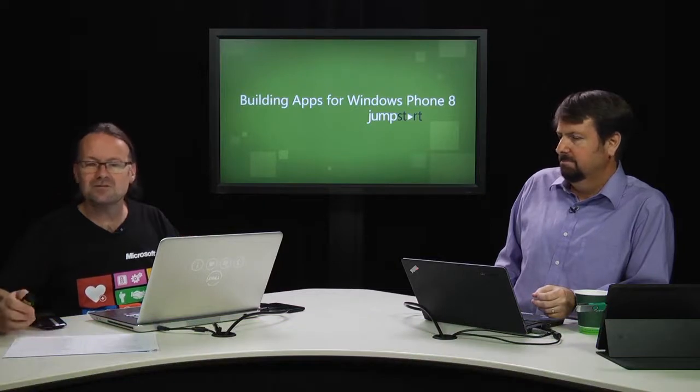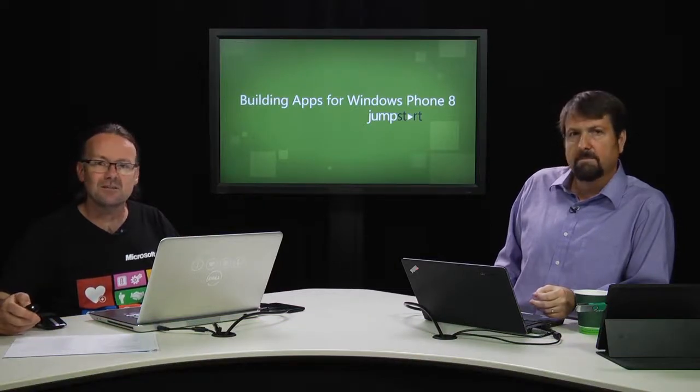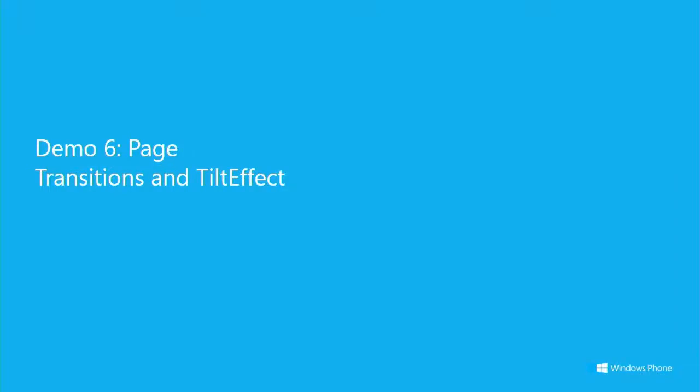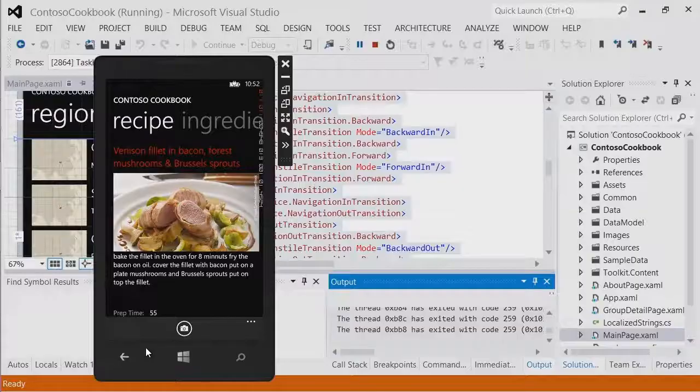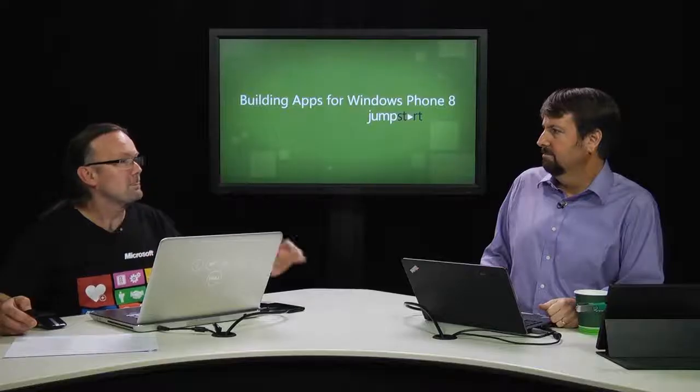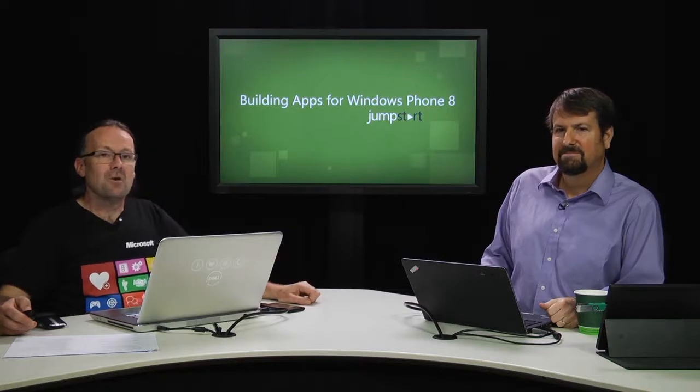All right. So let's just wrap this session up. Last slide, if we can. And here we go. So that was that. Quite a lot of stuff in that session. Navigation, forwards and backwards navigation, passing keys and stuff in the query string, support for localization built into the project templates, the different screen resolutions, and this really great Windows Phone toolkit with the page transitions and tilt effect. There we go. I like it. Great. Good stuff. So we're done with that.